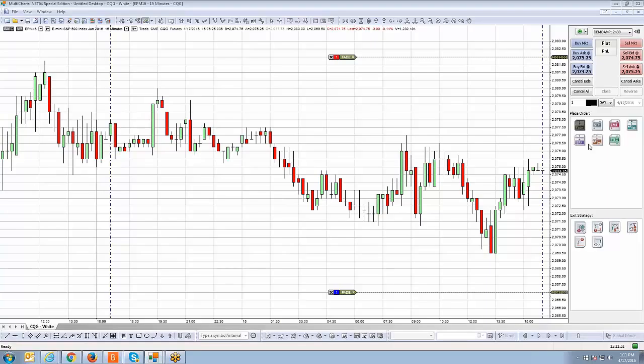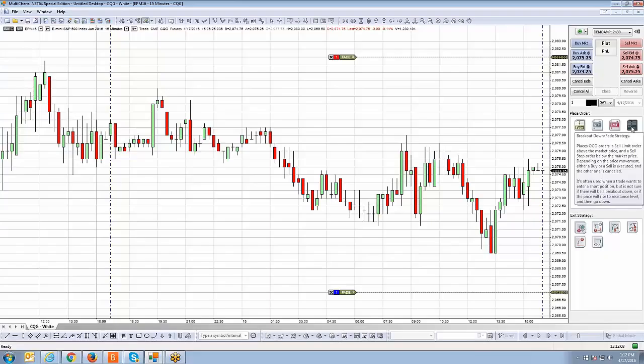We're going to move on to the next two strategies, which are the breakout up fade strategy and the breakout down fade strategy. We'll cover both of those strategies in the next segment, as they're very similar. The only difference is one is focusing specifically on long positions, and the other is focusing specifically on short positions.